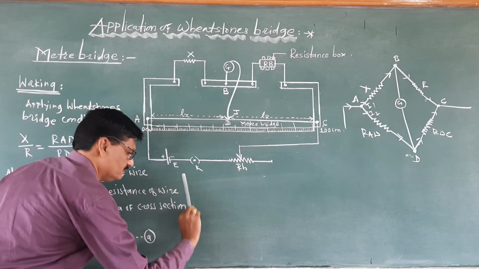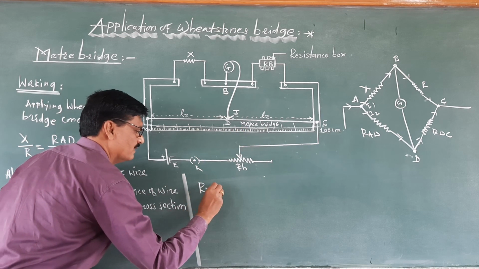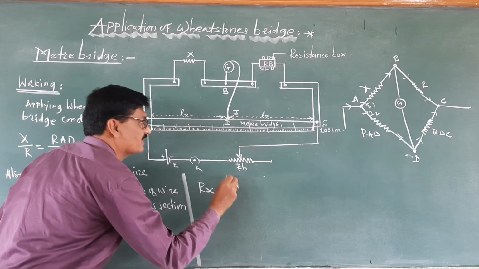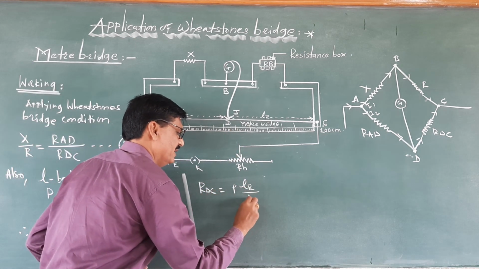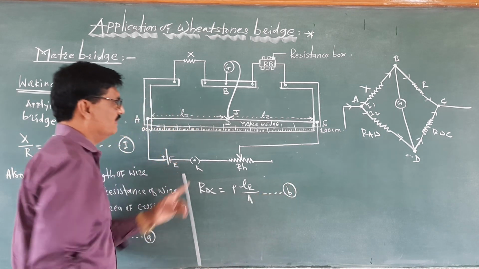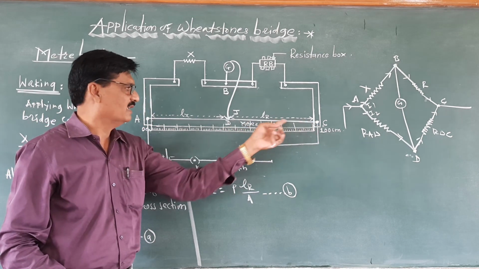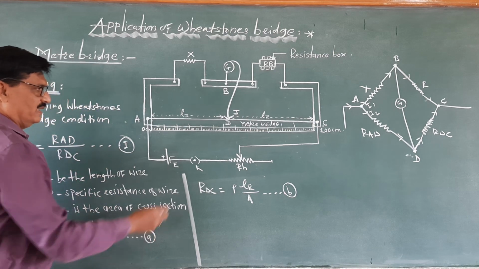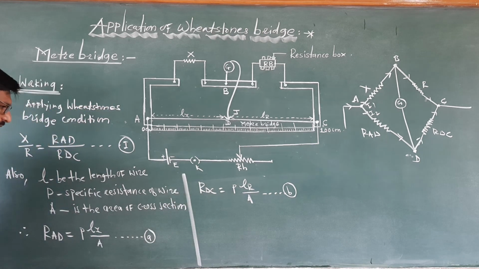Also, RDC is equal to rho times Lr divided by capital A. The area of cross section is the same, and that's why I write RDC equal to rho, the specific resistance of the material of this wire, multiplied by Lr divided by capital A, the area of cross section. Therefore, divide equation first by second.